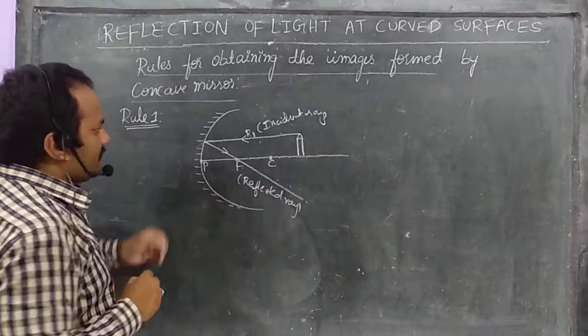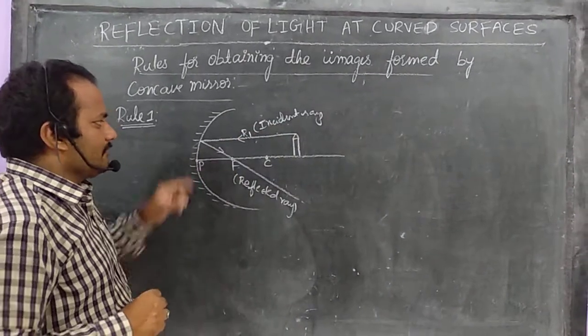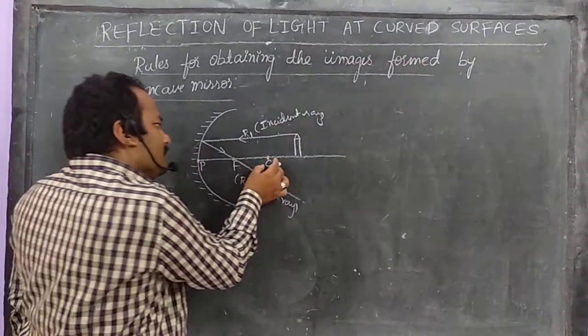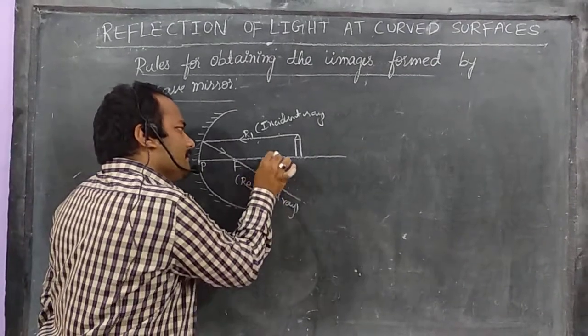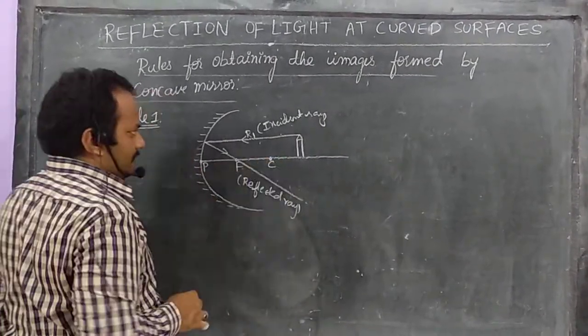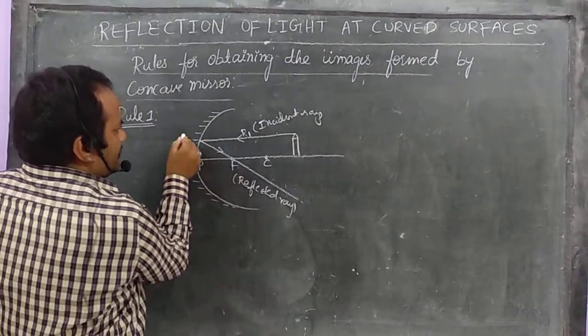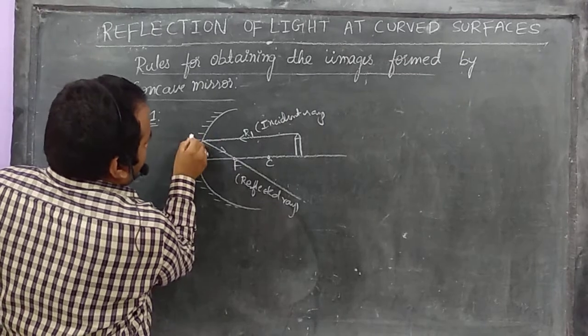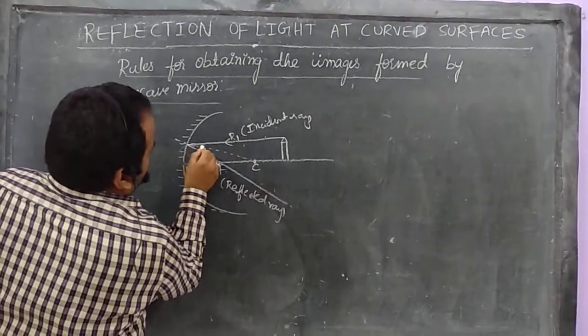Now, you know that always in between the incident and the reflected ray, there should be the normal. But who is the normal here? Your normal is the center of curvature. Your center of curvature will be behaving like a normal. Let us draw this normal in between the incident ray and the reflected ray. Yes, like this.